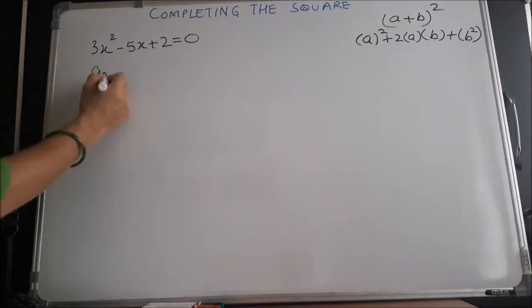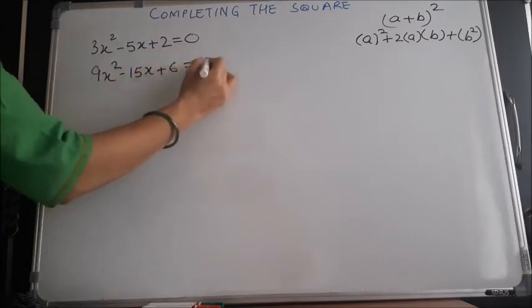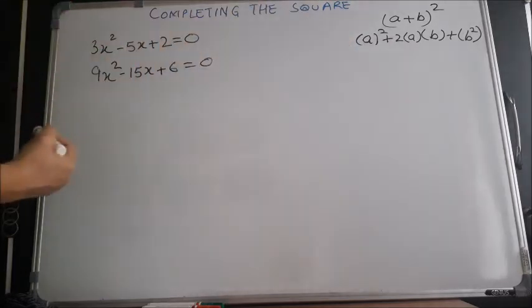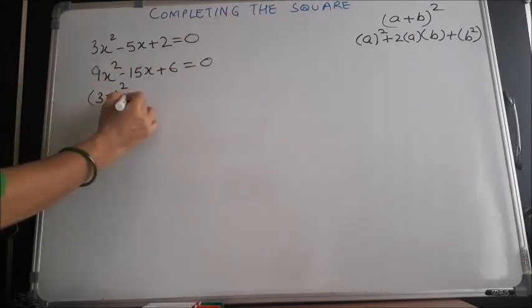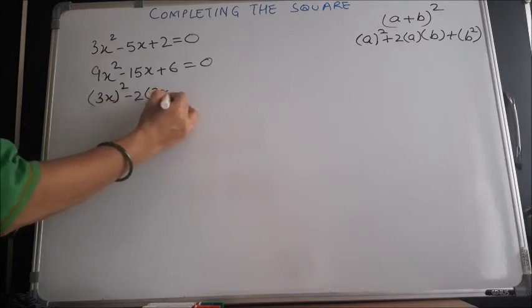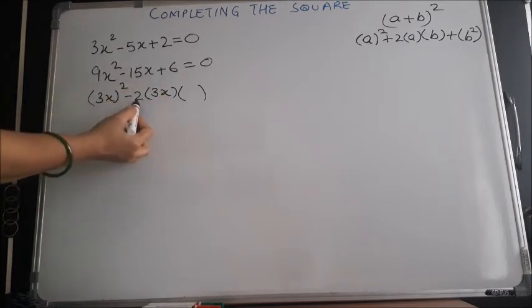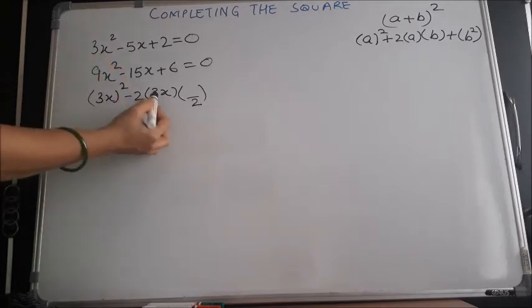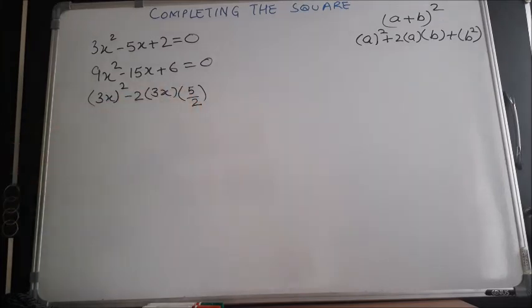So you will get this as 9x squared minus 5 3s are 15x plus 2 3s are 6 equal to 0. So now our first term can be written as a square. It is going to be 3x whole square. Then let's write the middle term, minus 2 into a, which is 3x, into b, which we have to find. Now here the middle term is 15 and 2 is not a factor of 15. That means we need to remove this 2, and so here will be 2. So this 2 will cancel, and now you need to find 3 into what gives you 15. So 3 into 5. So the value of b is 5 upon 2.